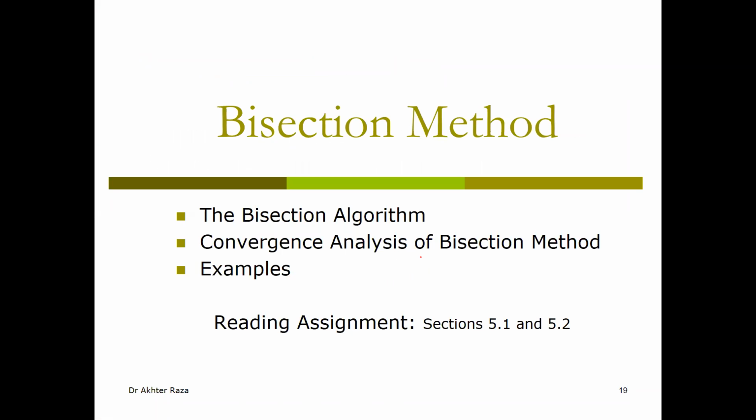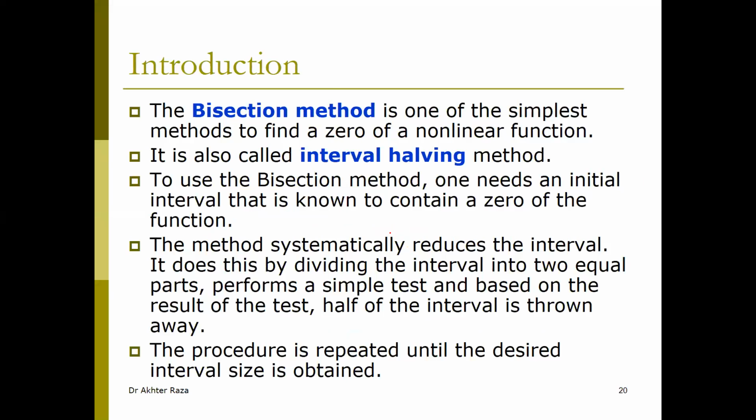Bisection method. For the bisection method, we need two items. One is the function for which we want to find the root. The second is the interval within which we are expecting the root to be. But because this interval is a guess, there is a possibility that the root will not exist in it. So there is a test, a criterion, for whether the root exists within the interval or not.